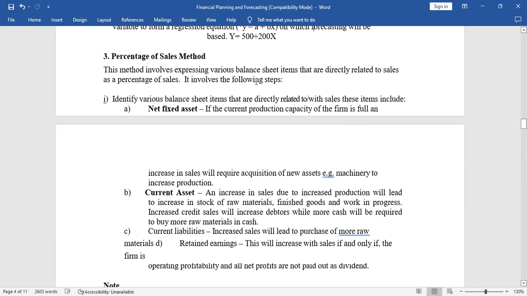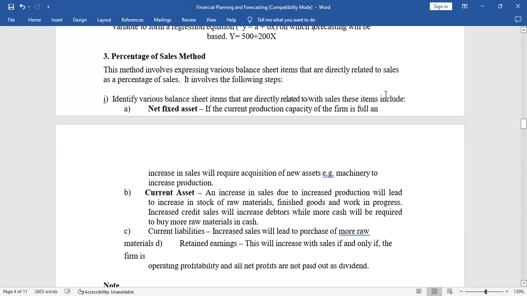So the method expresses the balance sheet items that are directly related to sales. And in our common size, the balance sheet was using total assets. So don't confuse the two. For the percentage of sales method, yes, we are using the balance sheet line items, but we are using sales as our basis, our reference point. So there are several steps that are followed.